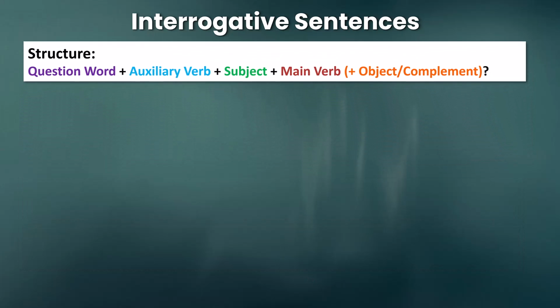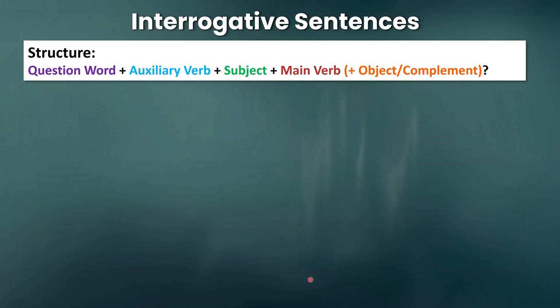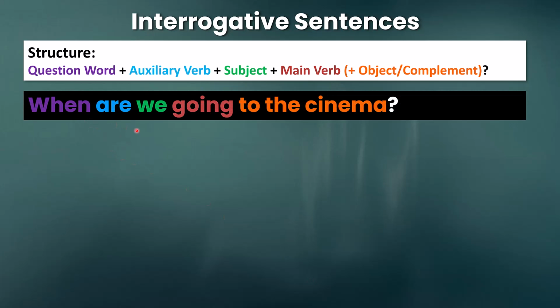So let's look at some interrogative sentence examples using this structure. We will look at some easier sentence structures as well. When are we going to the cinema? So when is a question word. Then we have the helping verb or auxiliary verb, are. Then the subject, we. Then the main verb, going to the cinema.